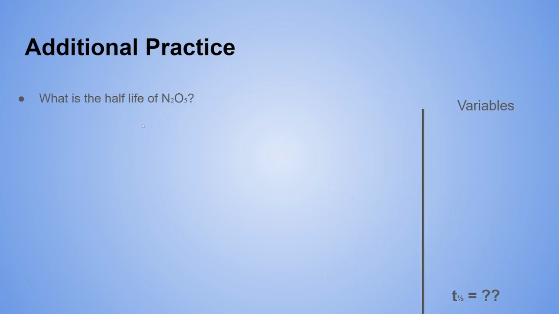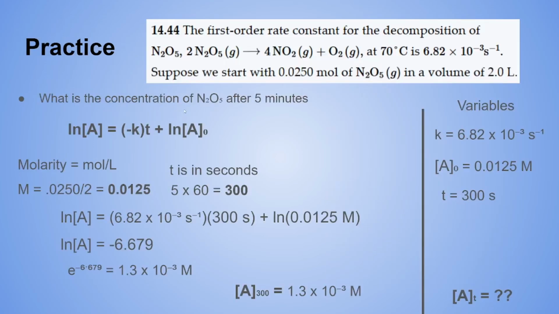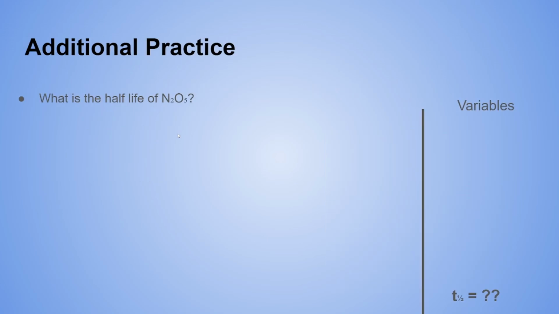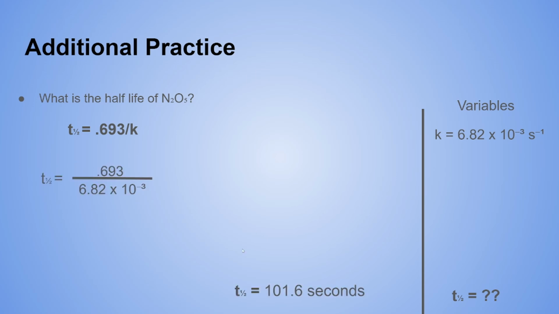So we're just going to go ahead and do this quick problem. What is the half-life of N2O5? So we knew previously that it was a first order, so we're going to go ahead and use the first order equation. And we remember our rate constant from before, so we're going to put that in our variables. Now, this is a pretty easy problem, and this is really a pretty easy concept because you just use the equation and plug in your variables. So we're going to go ahead and plug that in, and it's going to give us a half-life of 101.6 seconds. And that's all it is to it.